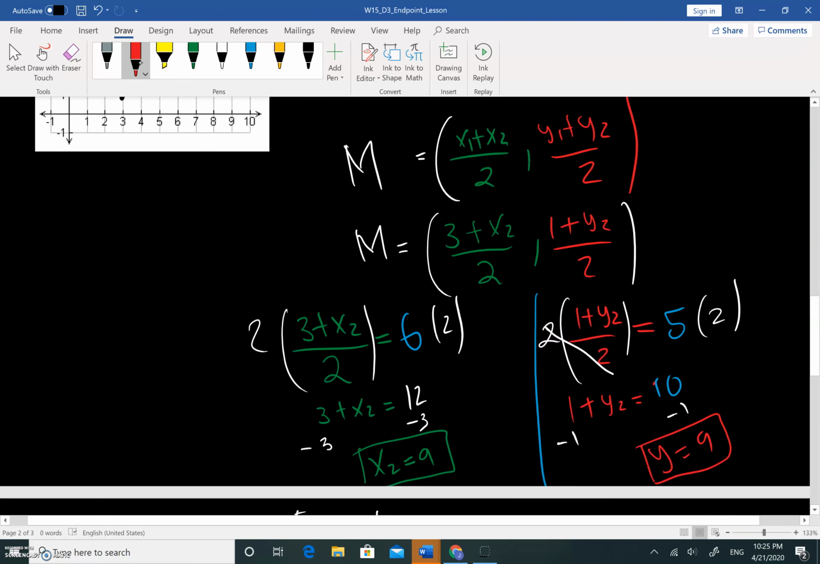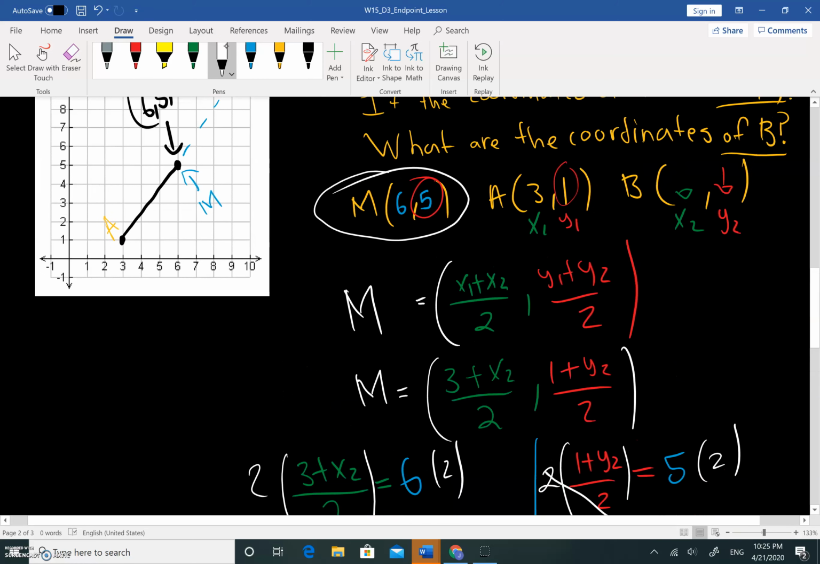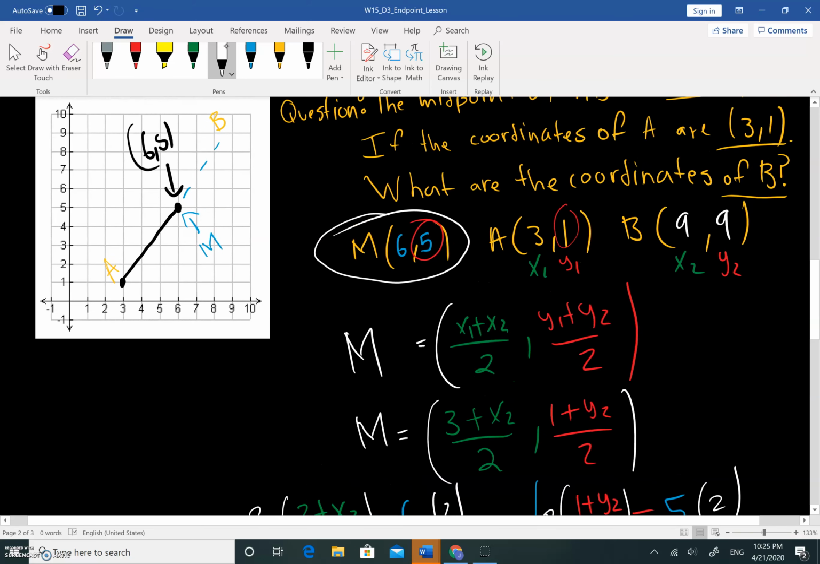Now these two answers that we have here are the coordinates of B. So these two go here. This would be 9, and this would be 9. Let's check if it makes sense on our diagram. So 9, 9 would be here. And yes, it does make sense, right? Because if you notice, the answer that we have here, 6, 5, is in the middle between 3, 1 and 9, 9.